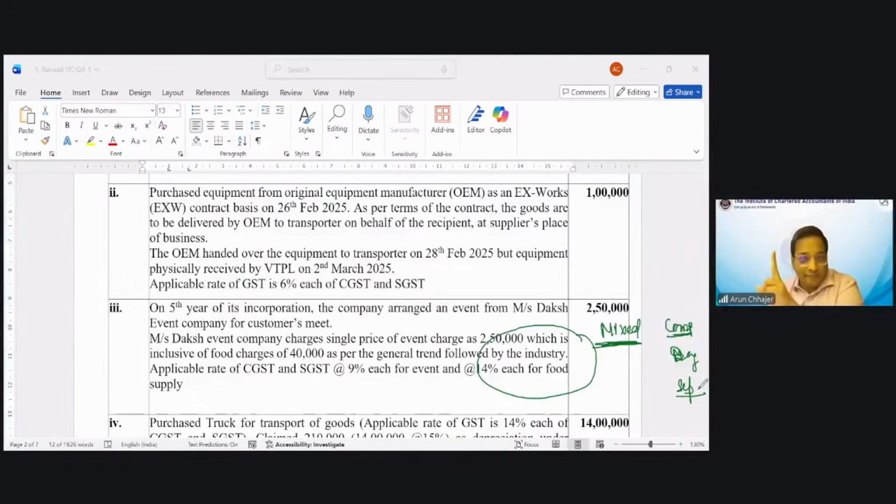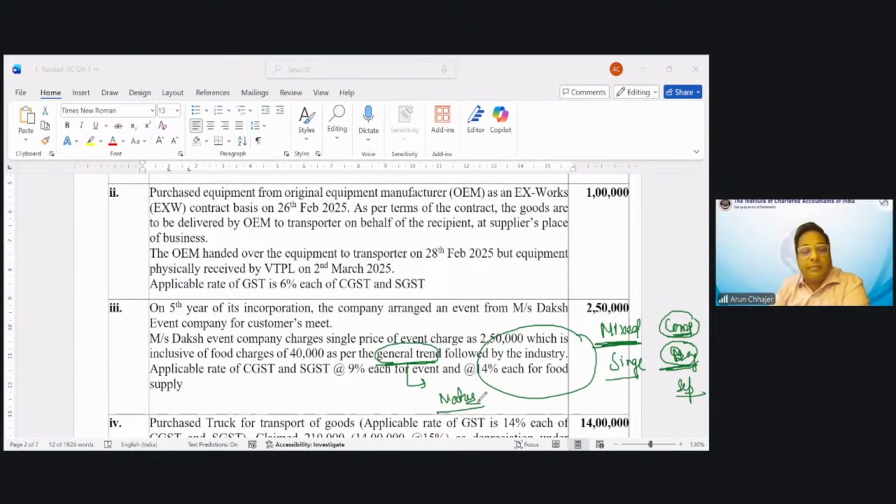So if the price is single, can it be composite? The answer is yes. Why? Because the price should be single is a condition of mixed supply. In composite there is no condition, meaning the price can be single or it can be separate. No problem. The only point we need to see is that it should be the general trend. So it means it is naturally bundled, and if it is naturally bundled, it will always be a composite supply. It will never be a mixed supply.